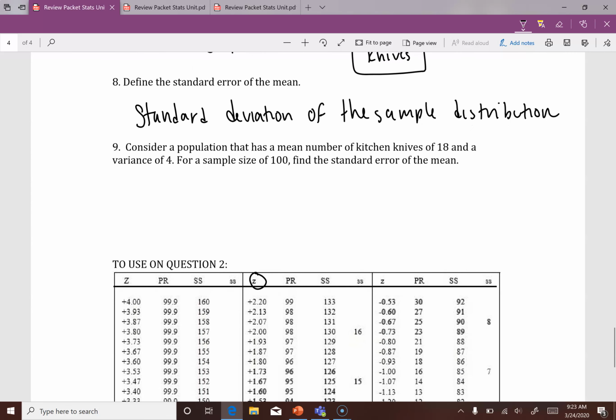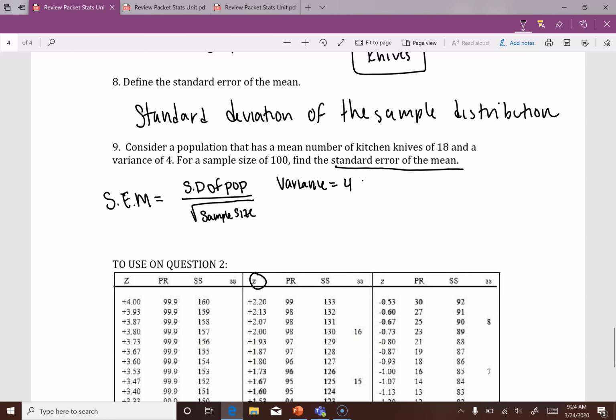Okay, number 9. It wants us to find the standard error of the mean with the same values as the question above. And we know that the standard error of the mean formula is the standard deviation of the population divided by the square root of the sample size. Okay, now the standard deviation of the population, we have to find that. Remember, our variance is given to us as 4, and that's 4 knives squared. And we know that standard deviation is going to be the square root of that, so we're going to have 2 knives.